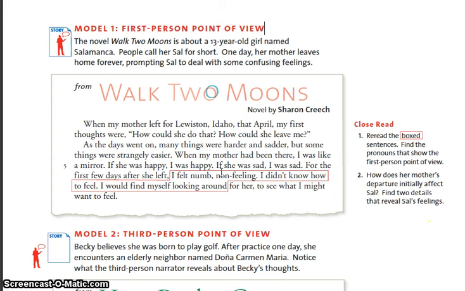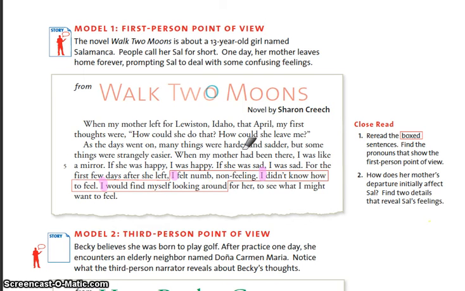So let's see. In the boxed area, I'm looking for those pronouns that show that it's first person point of view. I see the word I right here for I felt numb. The pronoun I, remember, a pronoun is a word that takes the place of the noun. So the word I is being used instead of the character's name, instead of the word Sal. Okay? Let's go on to question number 2.